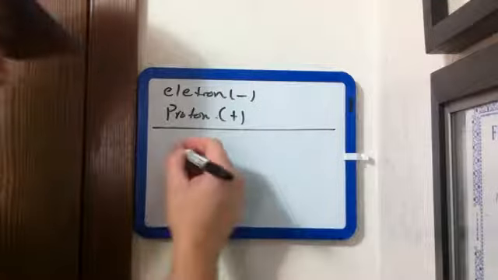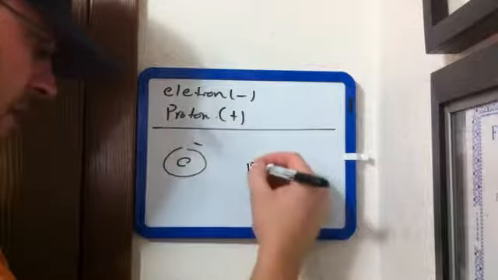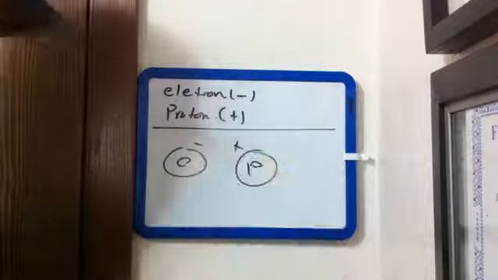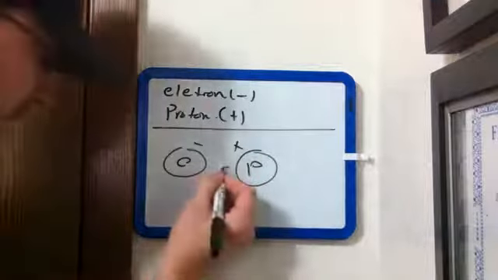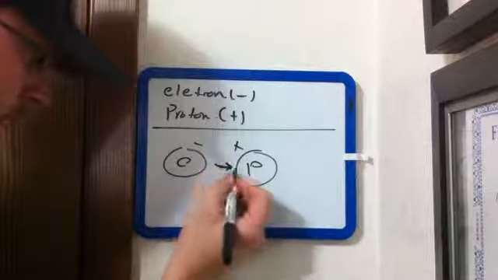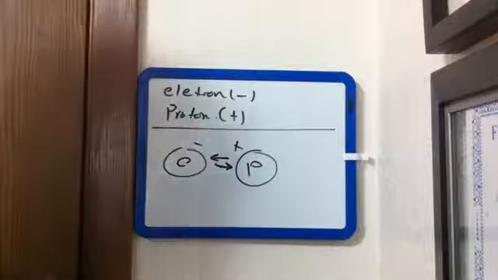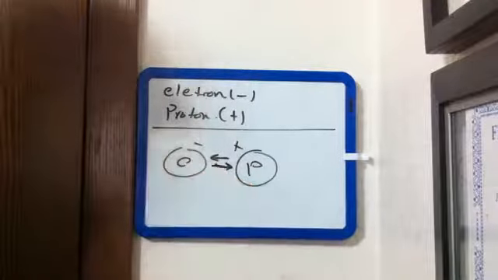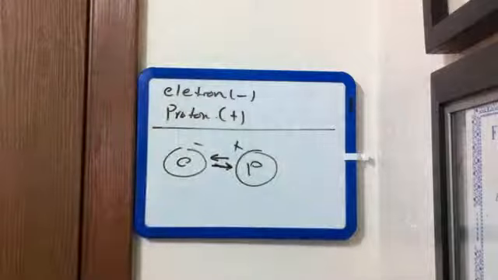And let's say that I have an electron now and a proton kind of out in space. Well, we know that there is going to be some sort of force that wants to bring these guys together. They're going to be attracted to each other through this force.